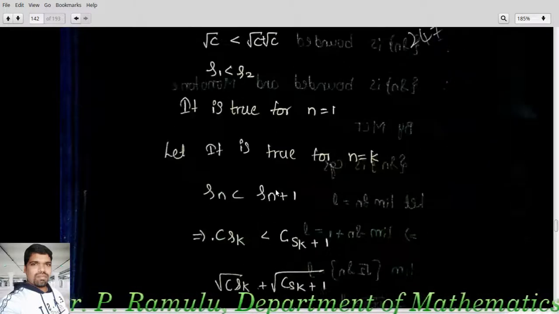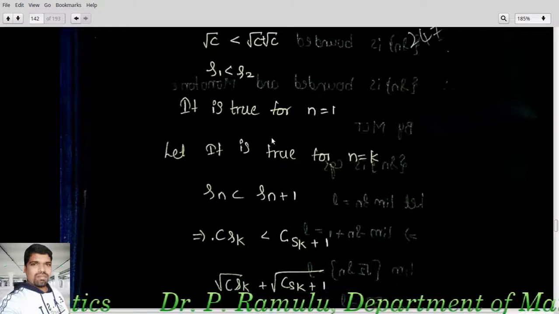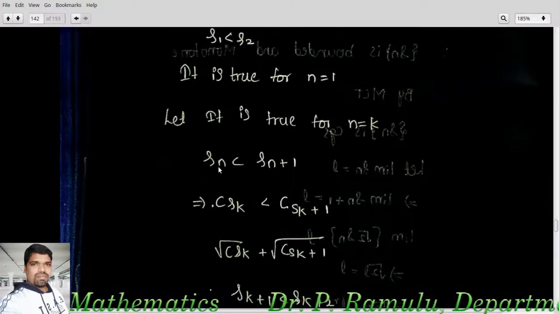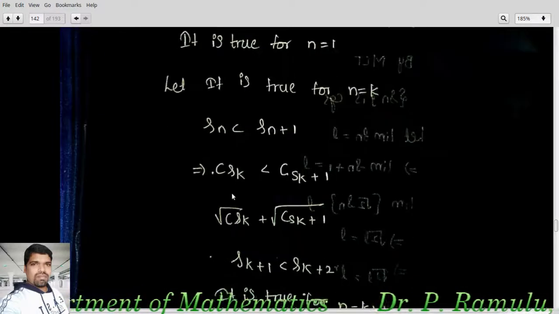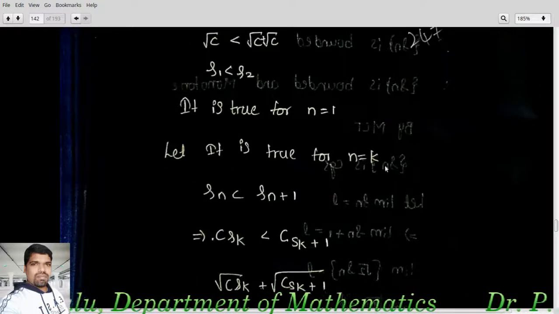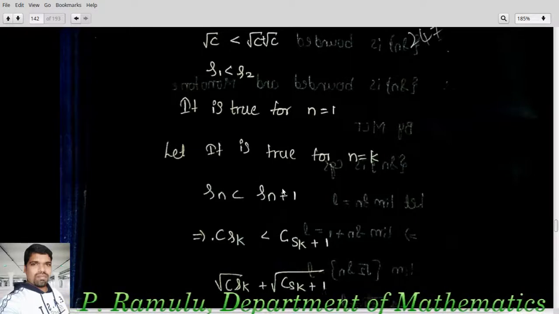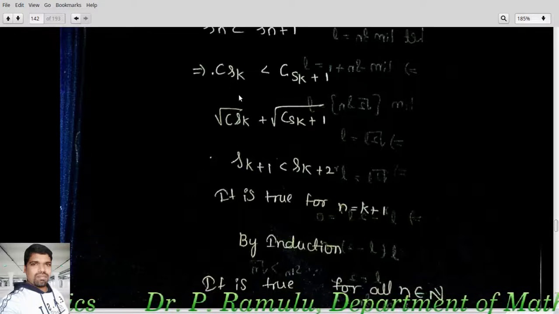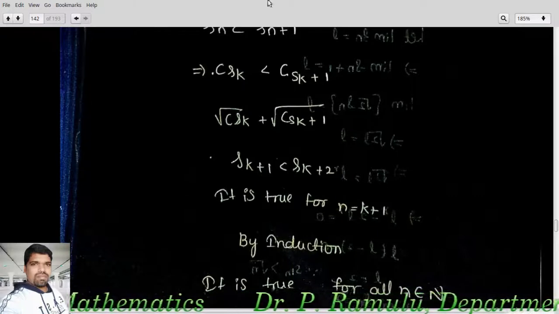I'm assuming it is true for n equal to k. I'm trying to prove this by mathematical induction only. Let it be true for n equal to k: Sn is less than Sn plus 1. Here, C plus Sk is less than C plus Sk plus 1. For n equal to k, that means Sk is less than Sk plus 1. I'm adding C, so C plus Sk is less than C plus Sk plus 1. Square rooting both sides, we get the same.